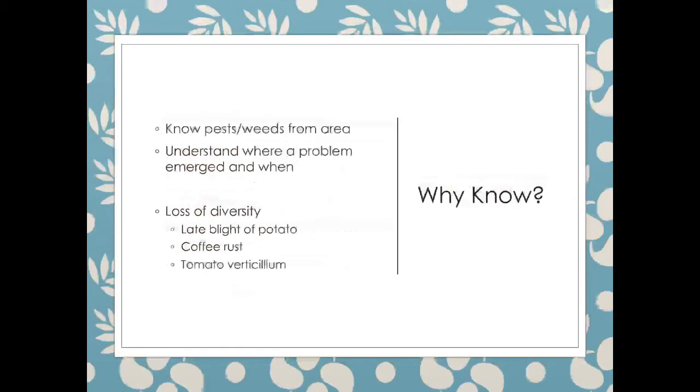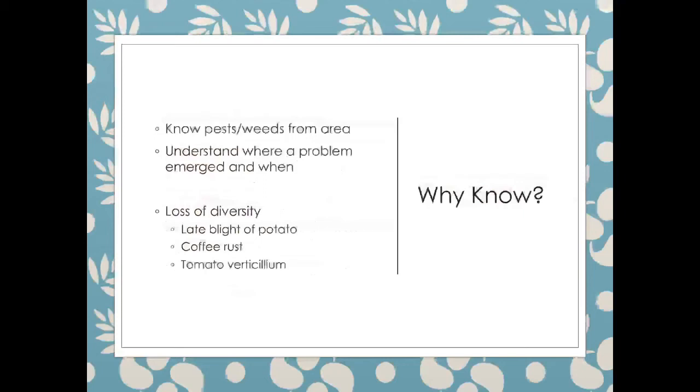We want to know the pests and the weeds from an area. Because if we know that, for example, emerald ash borer, we seem to have many, many plants here in this country that have a problem with emerald ash borer. But in Asia, where that insect is from, they don't have any problems. So what's different? What are the predators of emerald ash borer where it's from? This can cause problems with our crop plants.